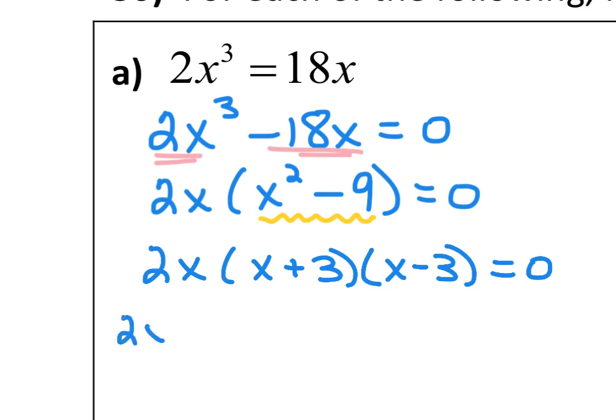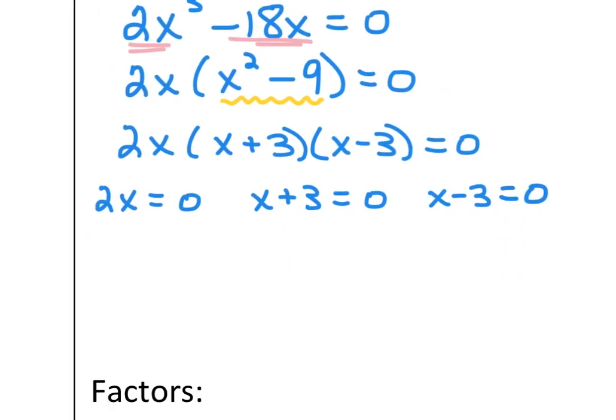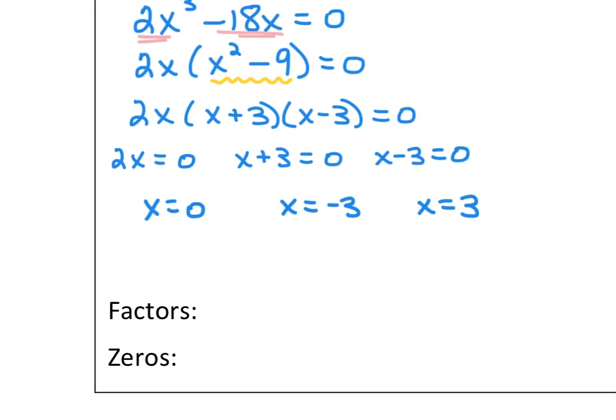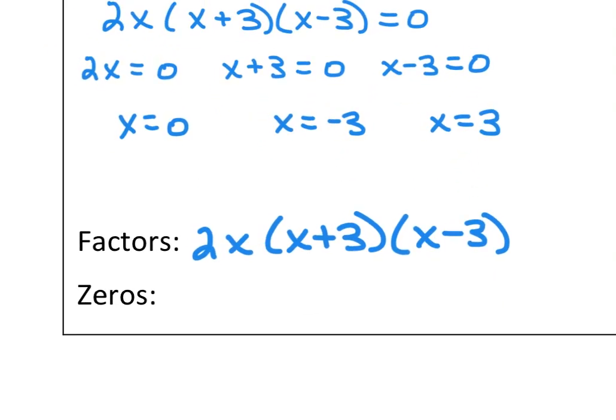Then you take each of those factors and set them separately equal to 0. And then solve each of those equations. So here x equals 0, here x equals negative 3, and here x equals positive 3. So the factors are 2x, x plus 3, and x minus 3. And the zeros are x equals 0, minus 3, and plus 3.